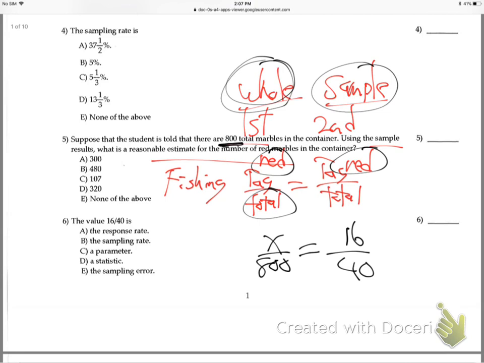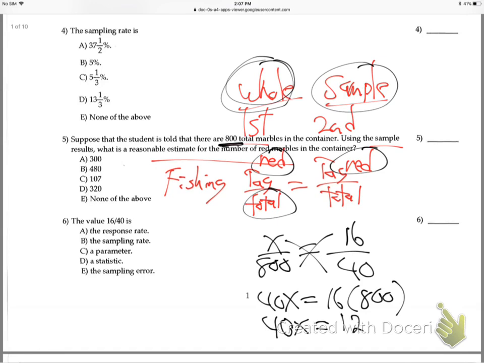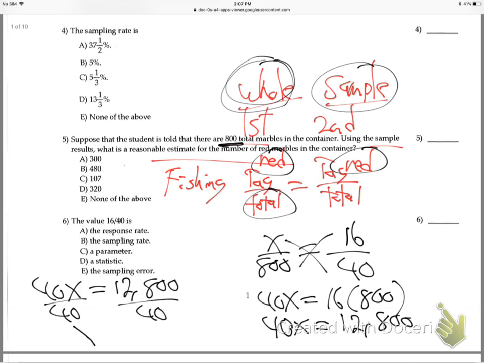How do you solve for X there? The diagonal, cross multiply. 40X is 16 times 800. 16 times 800 is 12,800. So we have 40X is 12,800. Last step, divide by 40. Thank you. 320. So that would be an estimate. That's not really how many red. It's close though, isn't it? That would be a way of using your little sample to estimate how many red marbles in the whole container.